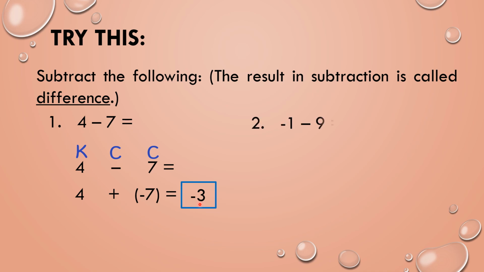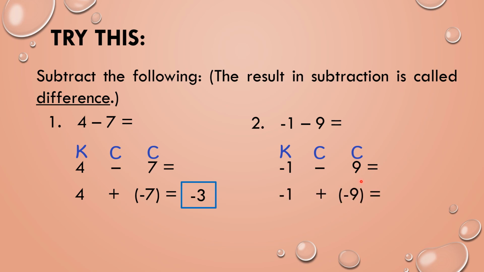Let's have another example. Number 2, negative 1 minus 9. Let us now apply or rewrite this given equation para hindi dikit-dikit o hindi tayo nalilito sa given process. Okay, tapatan na natin ang rules for the subtraction of integers, K, C, C. Okay, keep negative 1, change minus, and then change positive 9.